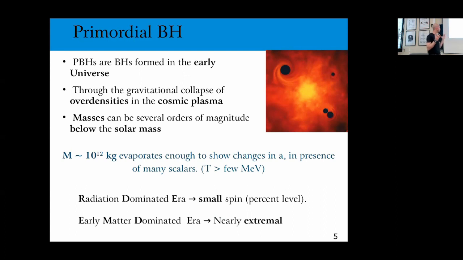For me, it was just once the overdensity is within the Hubble radius, a black hole is formed. So, depending on at which time this overdensity collapses inside this radius, the black hole is formed.